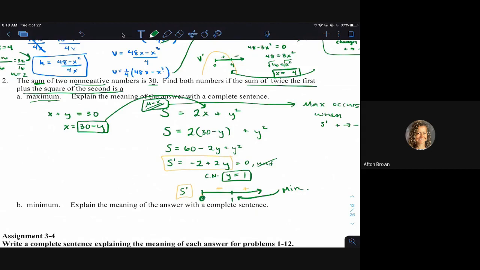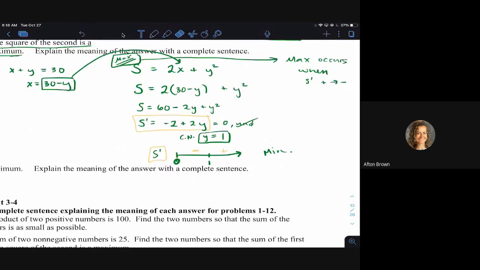I drew an arrow off to the right, but I really can't draw an arrow off to the right because I can't go to infinity. What's the biggest the number can be? 30.